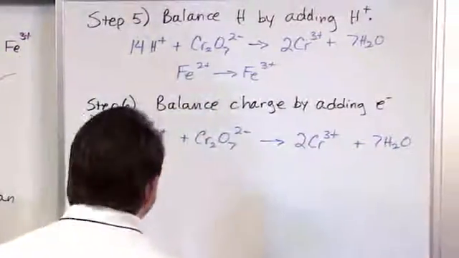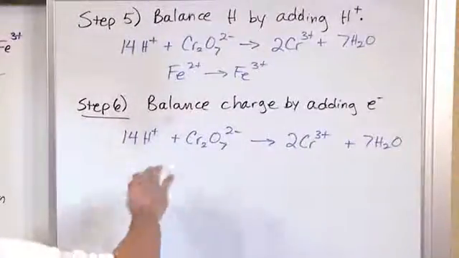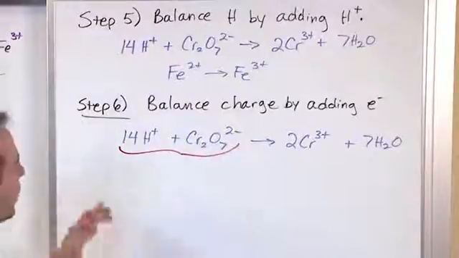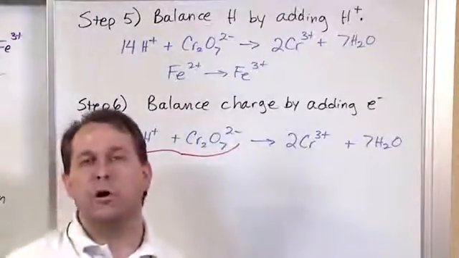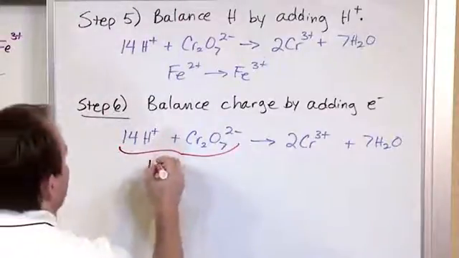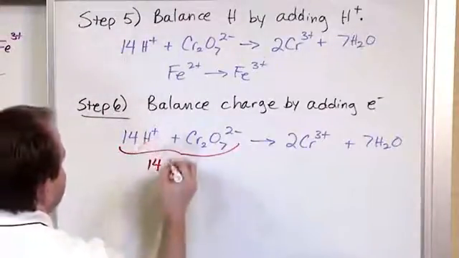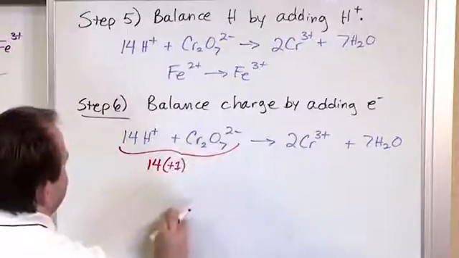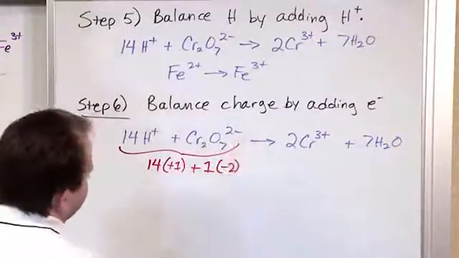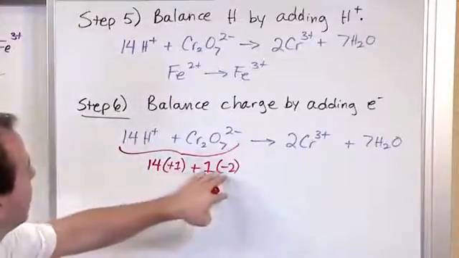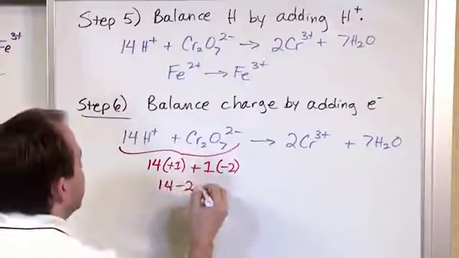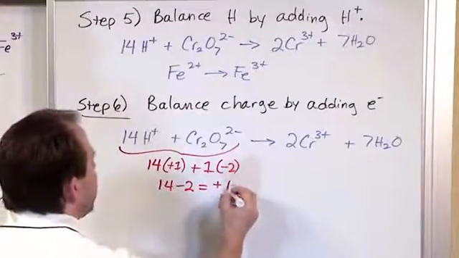I rewrite the reaction, and you look on the left-hand side, draw a little curly bracket, to remind yourself you're looking at this. What you want to do is add up the total charge on one side of the equation. So here you have 14 hydrogen ions. Each of them is +1. And you have 1 dichromate ion. Each one is -2. So really you have 14 positives, and then you have -2. So 14 minus 2 equals +12.